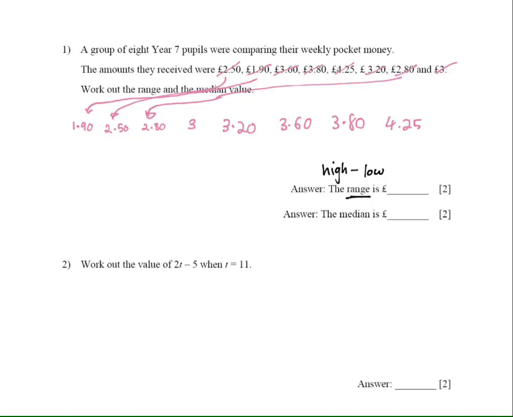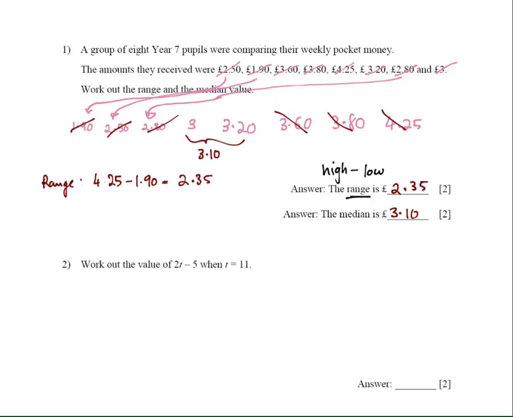So the most common error on this question was to miss one of the numbers, thereby not getting the correct median. So finding the range, £4.25 subtract £1.90 is £2.35. The median, well, we cross out from either end, and we find that there are two values in the middle, 3 and £3.20. Halfway between 3 and £3.20 is £3.10.